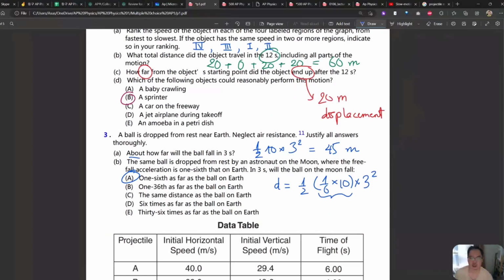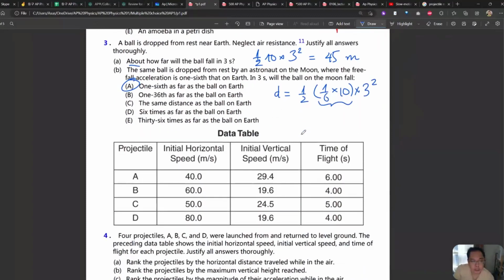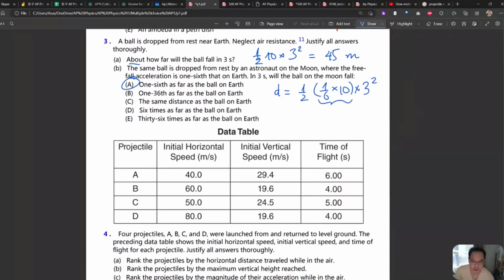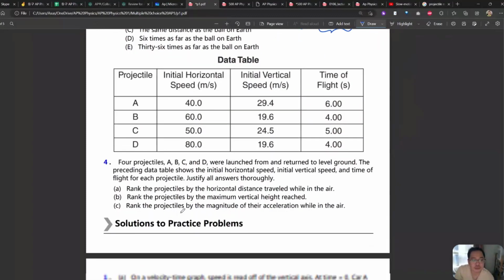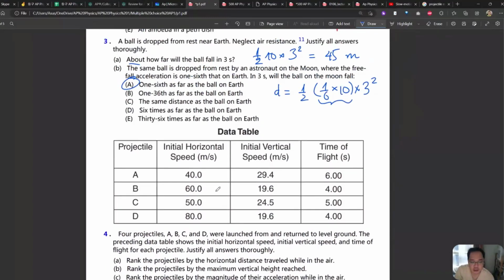So this is actually not a multiple choice. The data table for question 4. Please read it. I'll go to the bathroom for a few seconds.